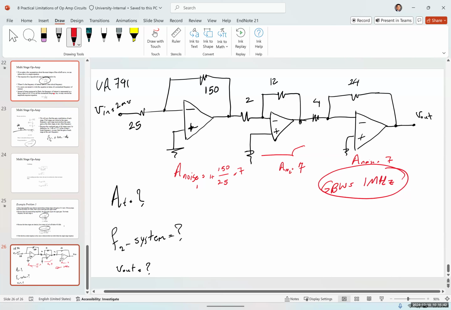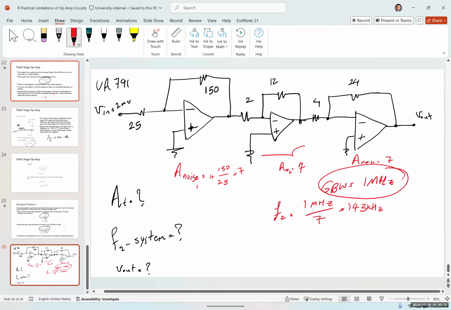You need to memorize this. This is very important. So F2 for each of them is going to be 1 megahertz over 7, which gives us what? 143 point something. It's 142,857. So let's round it up to 143 kilohertz.